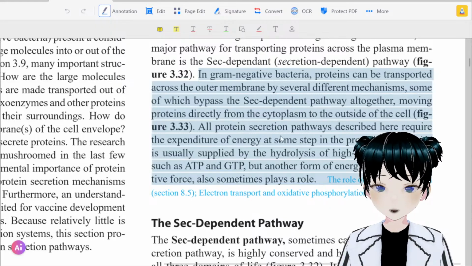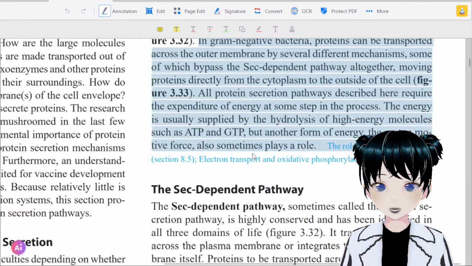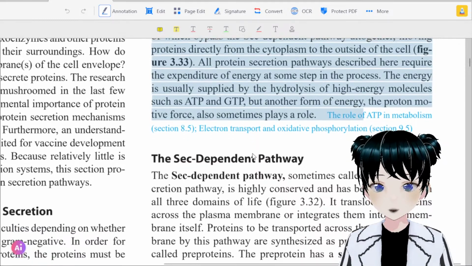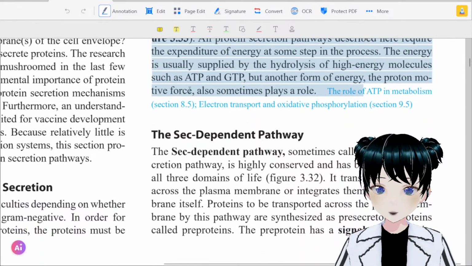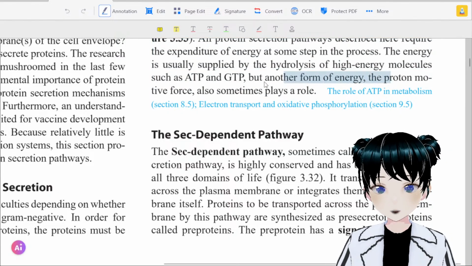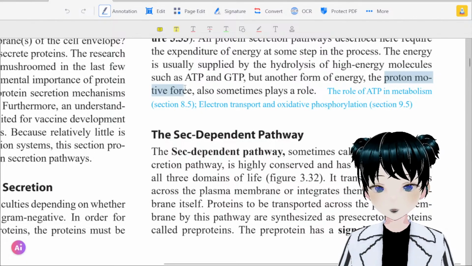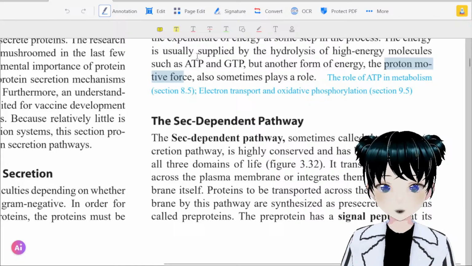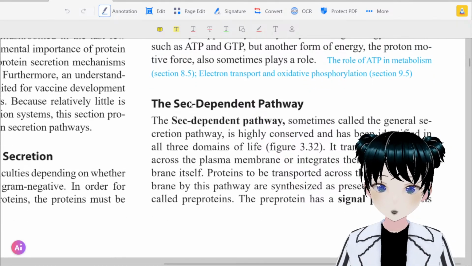All protein secretion pathways described here require the expenditure of energy at some step in the process. We take it from ATP, GTP, and proton motive force. I already told you what the proton motive force is. GTP is guanosine triphosphate, and this one is adenosine triphosphate, as you would know.